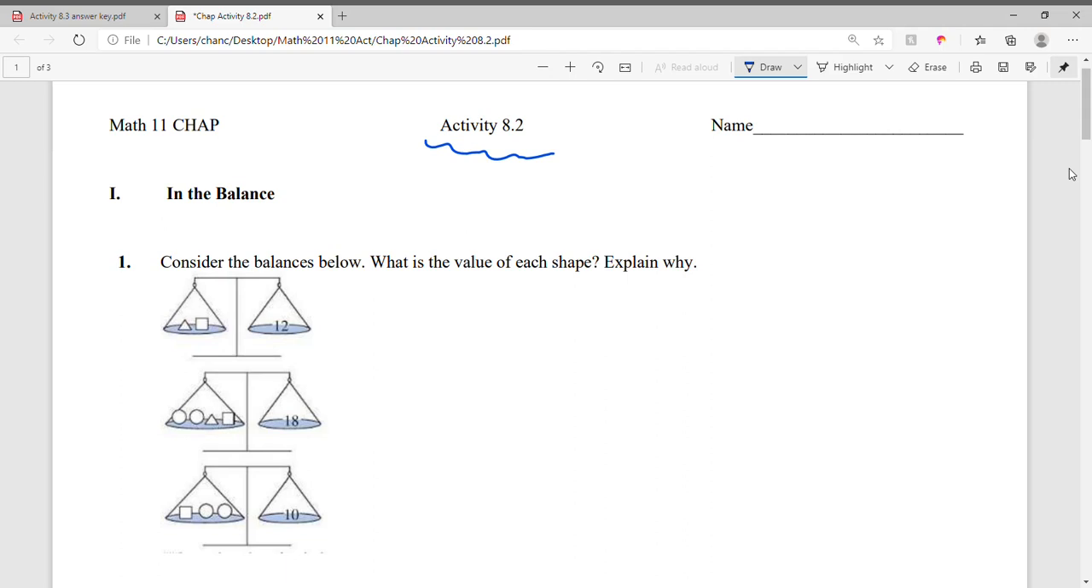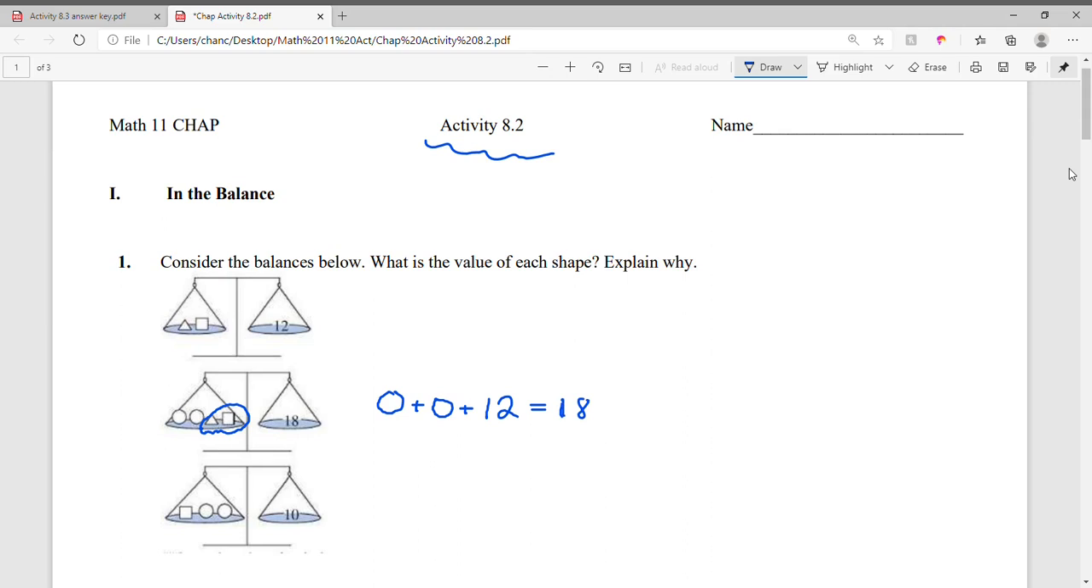Now let's try this together. There's several ways to do this problem. This is just one way. I noticed that a triangle plus a square is equal to 12. And we have a triangle and a square in the second balance. So we can say a circle plus a circle plus a triangle and a square, which has a value of 12, should be equal to 18.